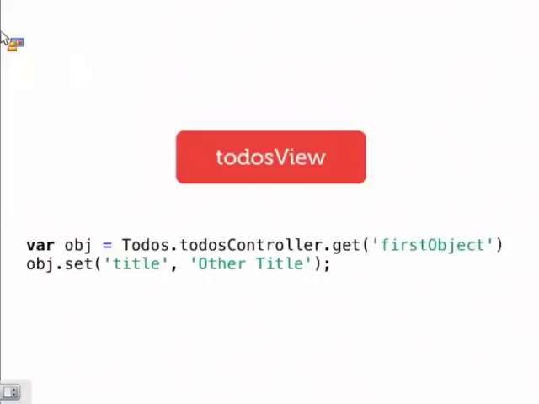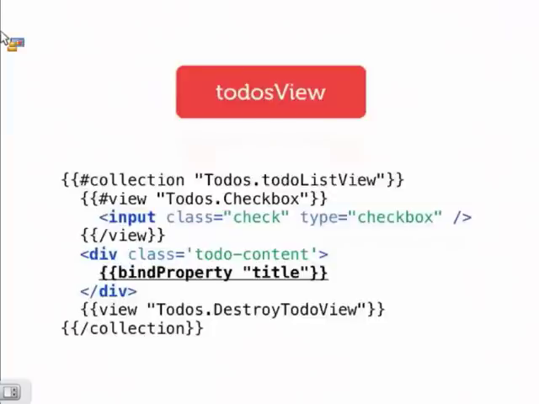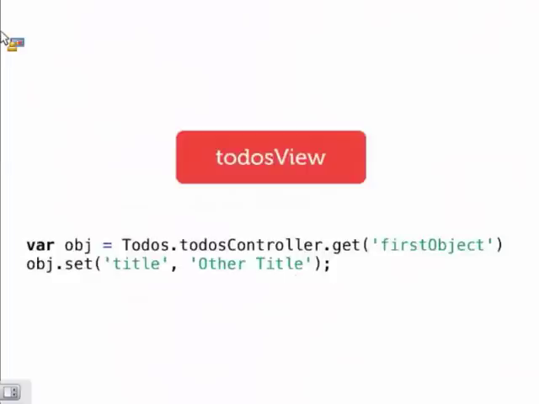And here's sort of what's happening under the hood, right? If you go and you say, get me the first object in the to-dos controller. The to-dos controller is basically just an array. So you can grab the first object out of the to-dos controller, and you can set the title to be other title. And what that will do is automatically update the title that I showed in the previous slide, right? So this over here, bindProperty title, if I was to go into the console and do this, it would automatically update the title for the first object that was displayed.